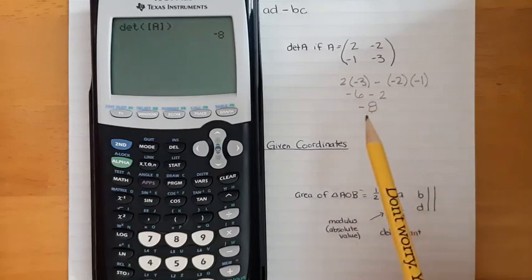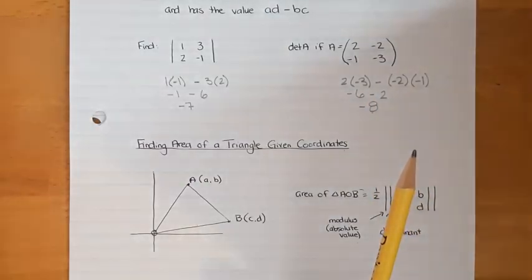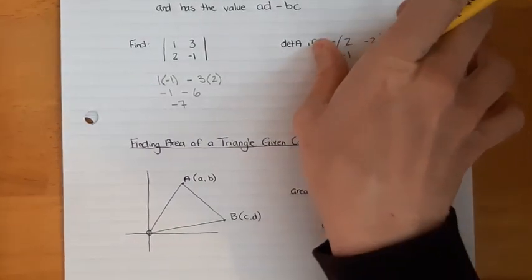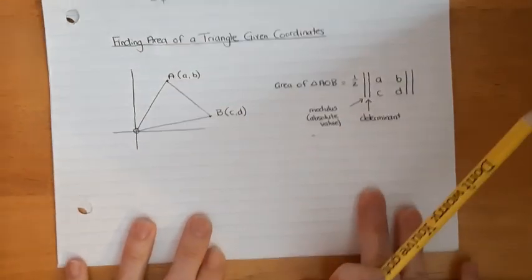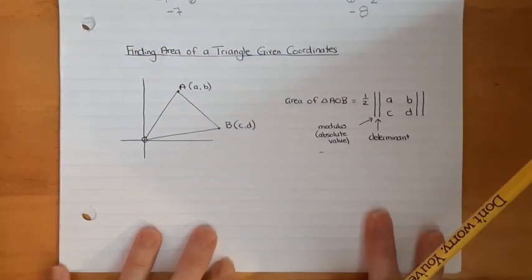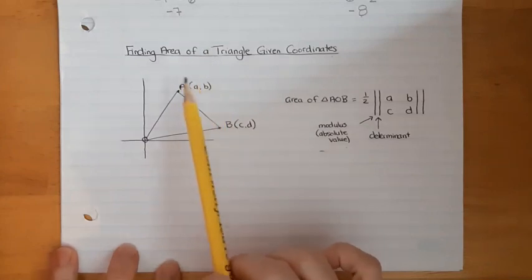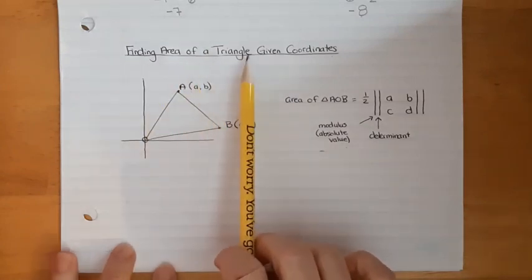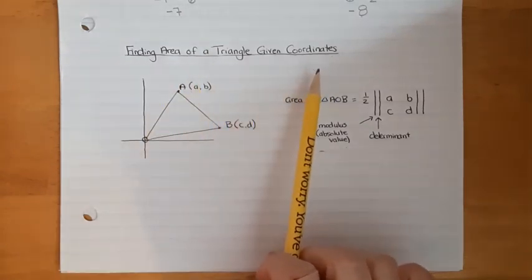Okay, so let's move on to the second part of this lesson, which is going to be to use the determinant for something that's kind of interesting. We can use the determinant to find the area of a triangle if we're given the coordinates of that triangle.